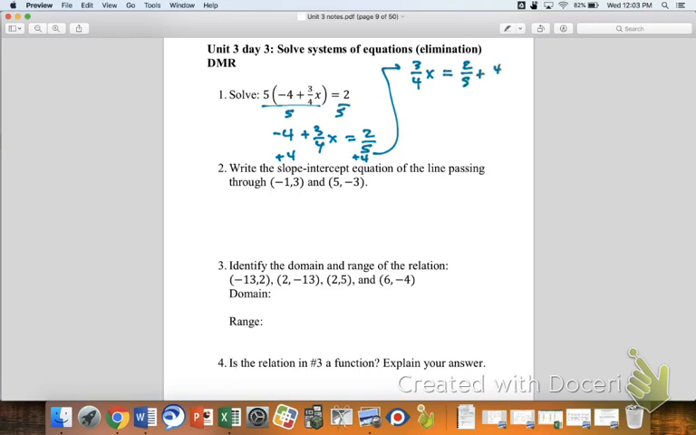What do I need in order to add the 2/5 plus the 4? Right now I definitely don't have it. What would that common denominator be? 5. So this would really be 20 over 5, right? Make sense? All right. So then 3/4 x would equal 22/5.